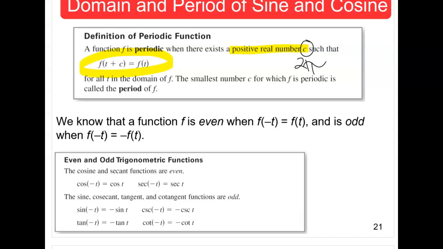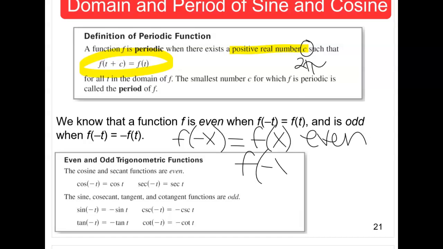Okay, the next table is even and odd trigonometric functions. I don't know if you recall something from pre-cal 1 that said that if f of negative x, if you substitute it and you get the exact same thing as the original function, you call that even. And if you substitute negative x for the x, and you end up getting not the original function, but the complete opposite of it, then you have an odd function. So this is what we're saying here, but we are using t instead of x.